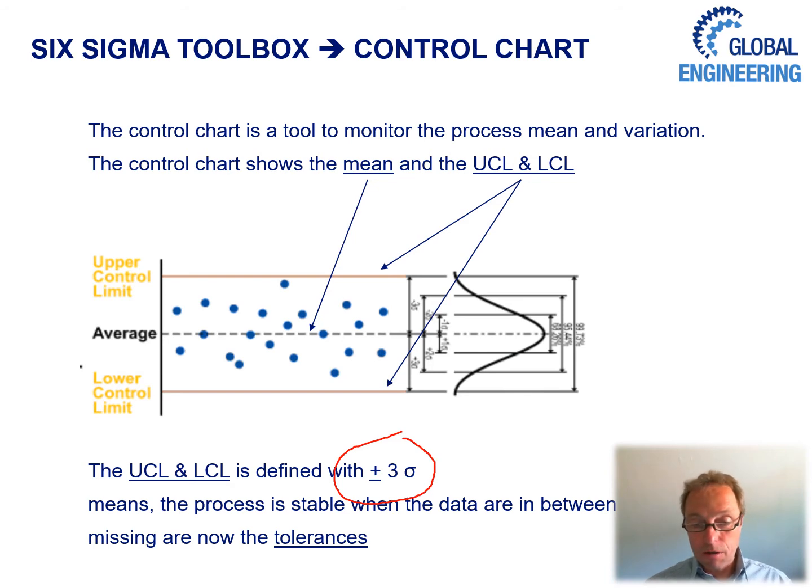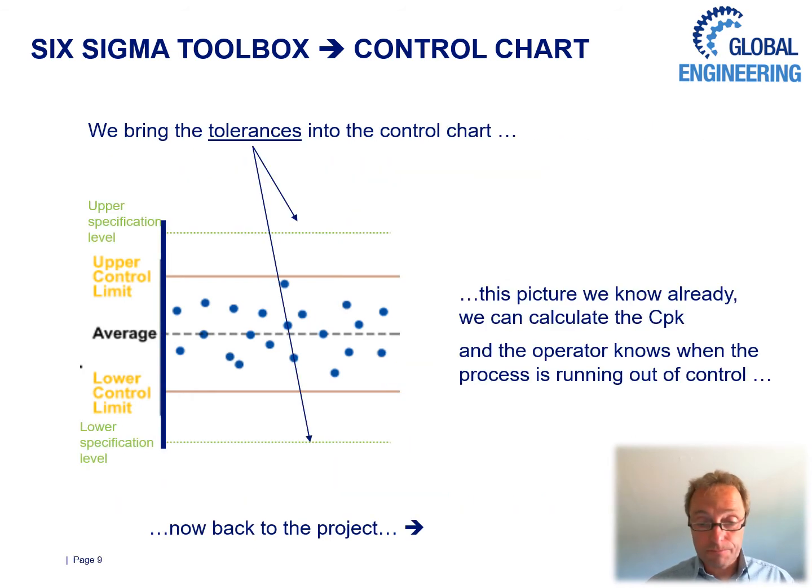We have here our data points, and we know already from other pictures that we have the normal distribution, and there we have our sigma and also our 3 sigmas. So we have a good overview of the process and how reliable and stable it is. What is missing, as we know already from other charts and examples, are the tolerances. Let's bring the tolerances into the chart now, and so the control chart is already done.